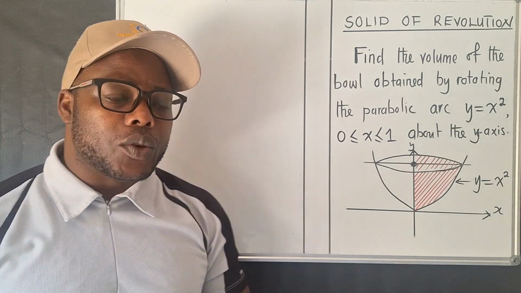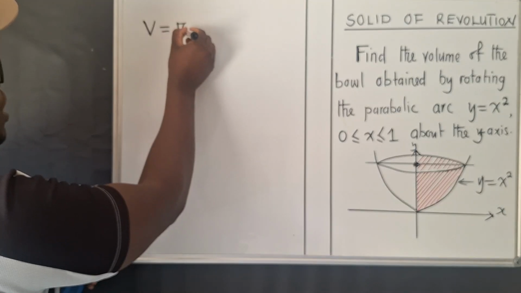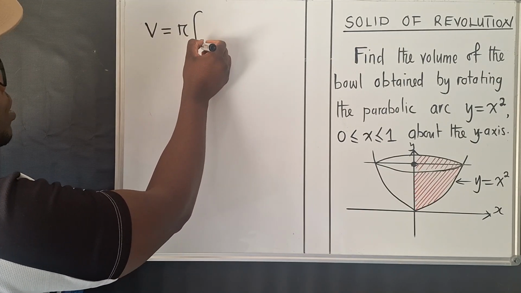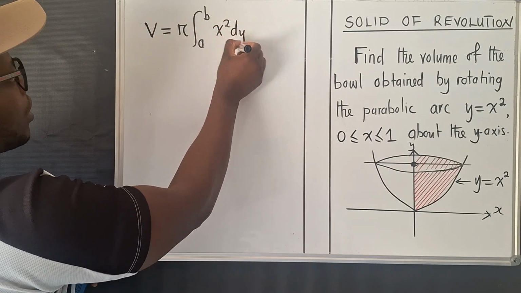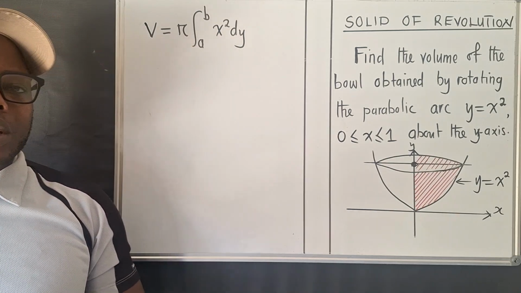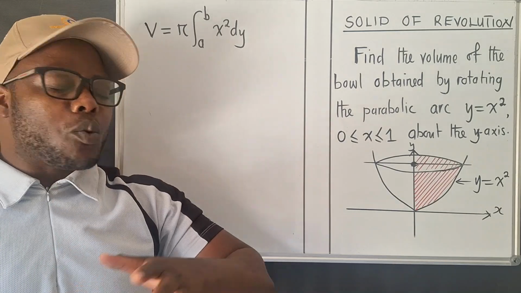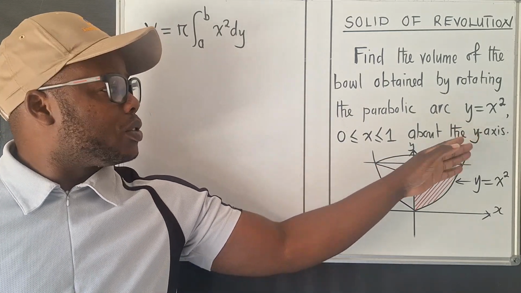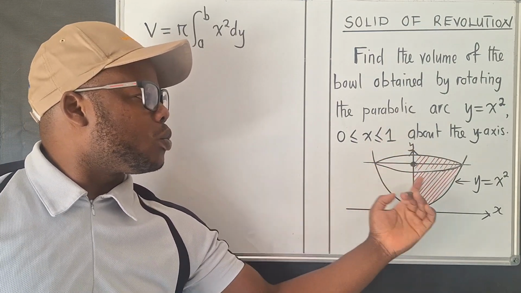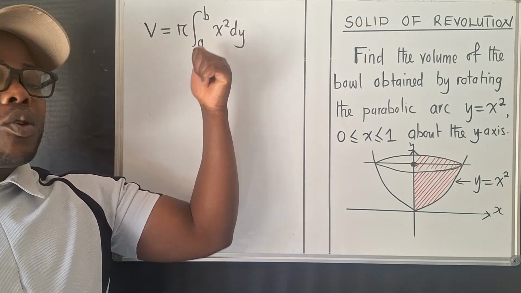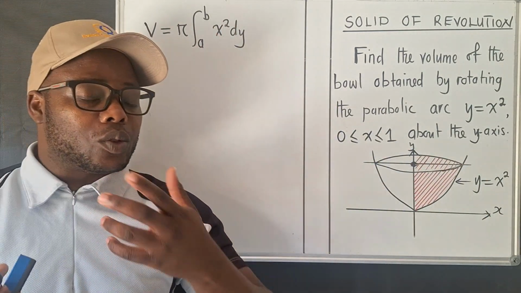So the first thing that we need to do here is to write the formula. Volume will be equal to pi, the integral from a to b of x squared dy. Where there is x squared in the formula depends on what they've mentioned. Can you see what is here? They've said y-axis, so this is about the y-axis. Therefore, the formula here will have x squared. If it was about the x-axis, we would have put y squared.